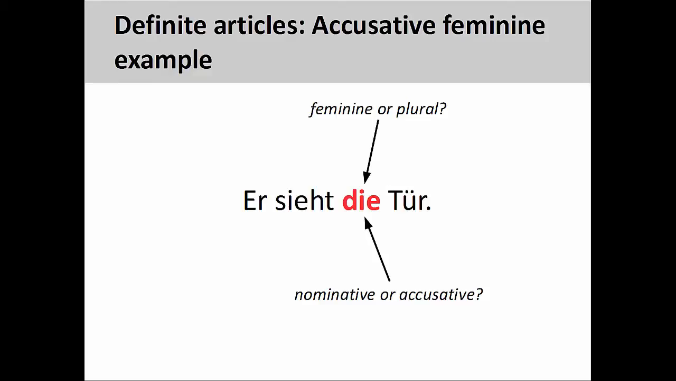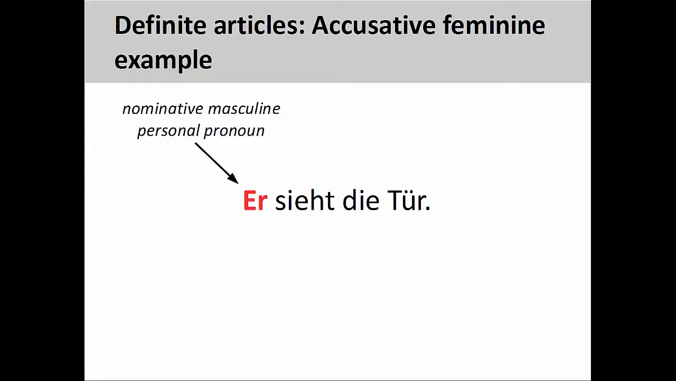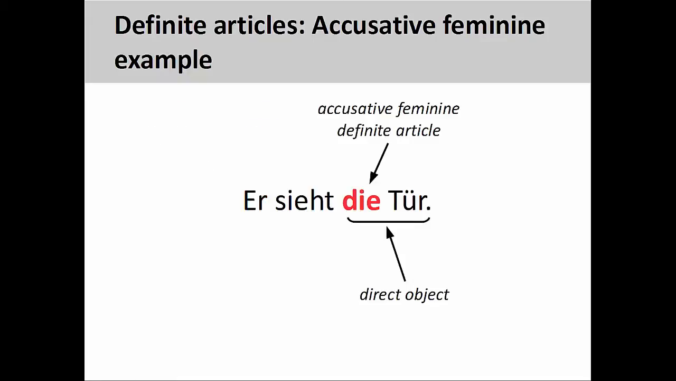This is especially important when definite articles have similar forms. For example, the sentence you see on the screen, sieht die Tür, he sees the door. The feminine definite article die, which is in the accusative case, looks very similar to the nominative form, as well as to the plural nominative and accusative forms. How do I know which is which? In this case, the masculine personal pronoun is in the nominative case, and must therefore function as the subject of the sentence. The noun Tür, therefore, receives the action of being seen and is the direct object. In this case, die most likely is a feminine definite article in the accusative case.